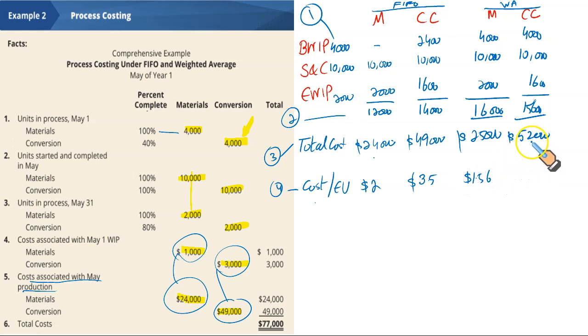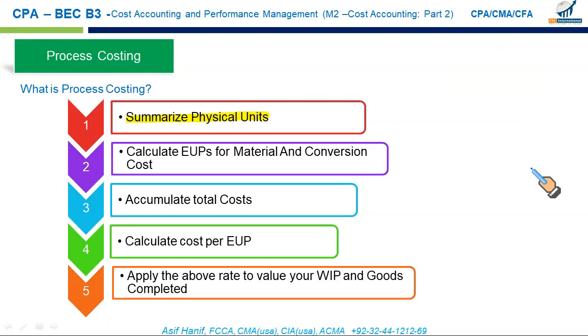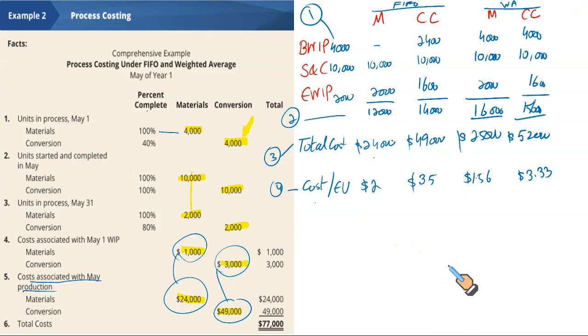And 52,000 divided by 15,600 EUPs of conversion cost will give you 3.33. So that was your fourth step. Okay, the fifth step: apply the above rate to value your work in process and goods completed. This is the last step. This last step is going to be much simpler for weighted average, but it will be a little complex for FIFO. Let me explain this to you.